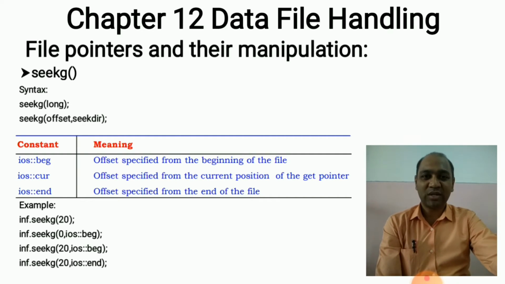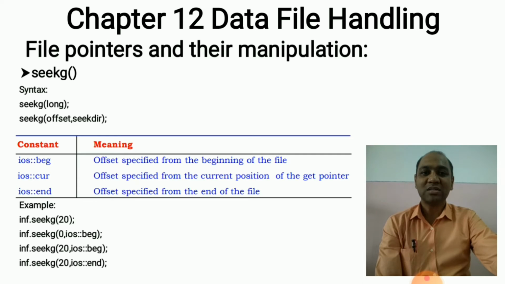inf is the object of the input file stream class, that is ifstream class. So let us continue with the next example. inf.seekg(0, ios::beg). So this indicates we are going to move the get pointer to the 0th byte from the beginning of the file. inf.seekg(20, ios::beg). So here we are moving the get pointer from 0th byte to 20th byte from the beginning.